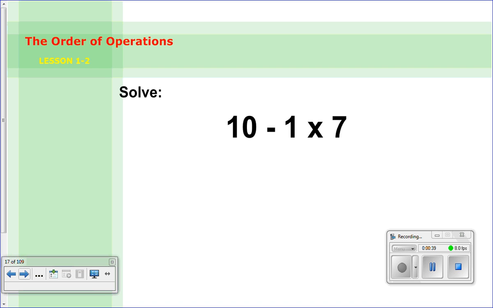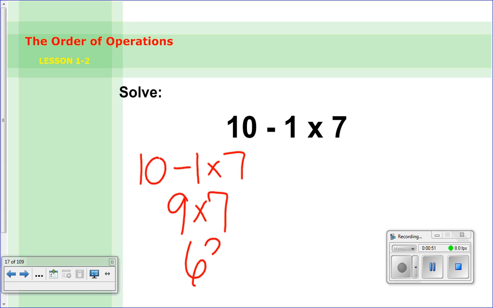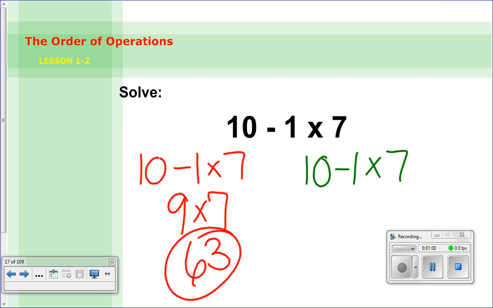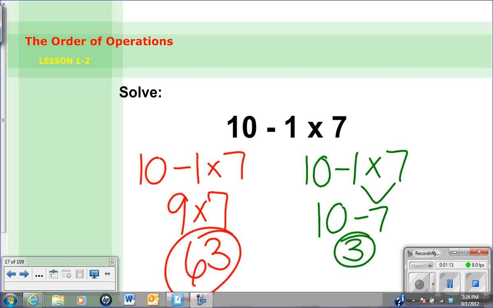But there's a couple different ways if you don't know the order of operations to solve this. Some people might have done 10 minus 1 times 7. Well, 10 minus 1 is 9, times 7 is 63. Some people would get the answer of 63. Other people might say, well, I don't want to do 10 minus 1 first. I want to do 1 times 7 and get 10 minus 7, which is 3. So from these three numbers, we actually got two different answers. And in math, only one of those is correct.